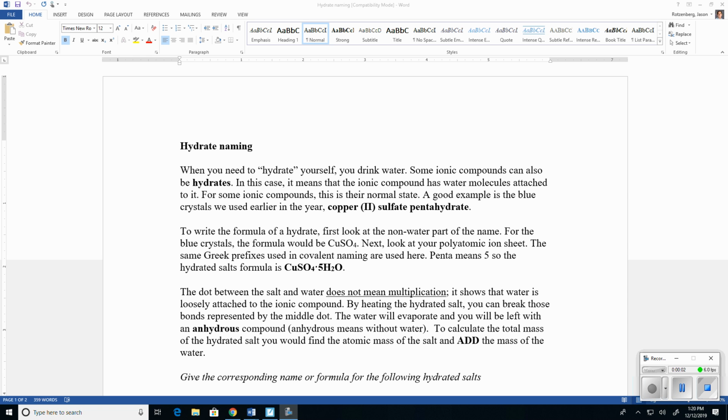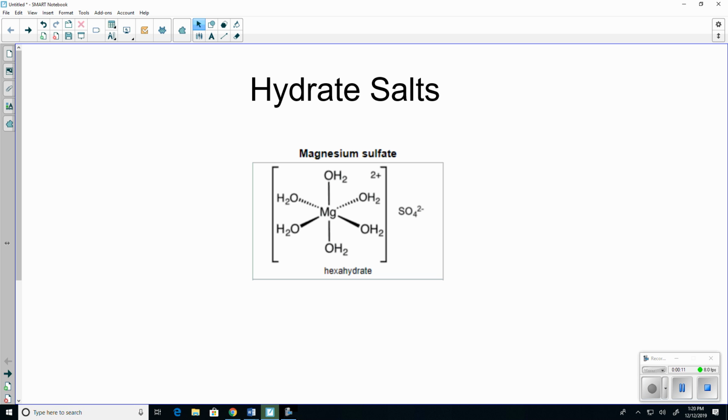Now, before we go into how to do hydrate naming, I want to very quickly talk about what a hydrate is. This is an example of one up on the Smartboard. Magnesium sulfate, that should sound familiar to us. Magnesium +2, sulfate -2. There's sulfate here, and the magnesium's put in the middle. But what's unusual is water is surrounding it.